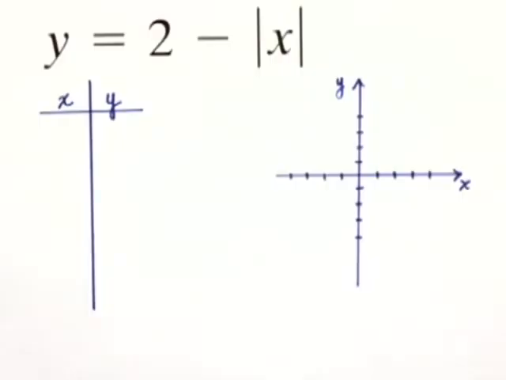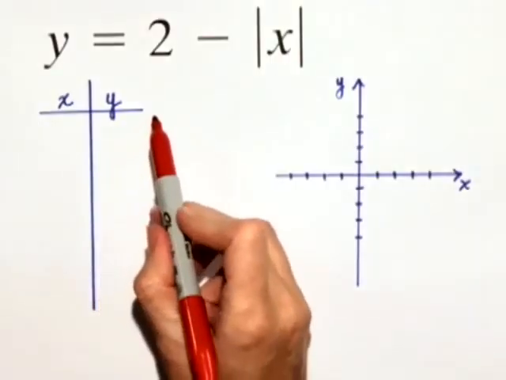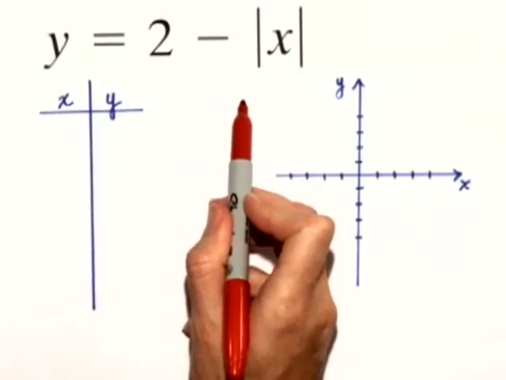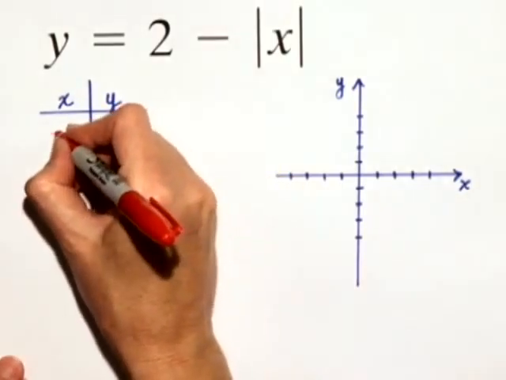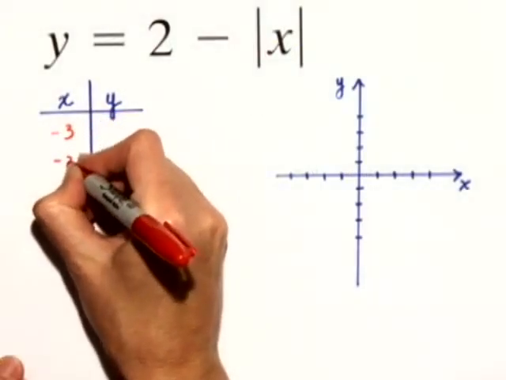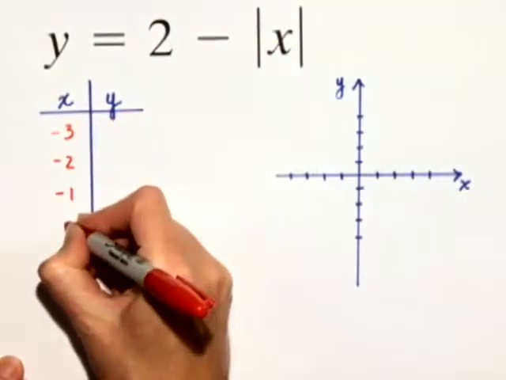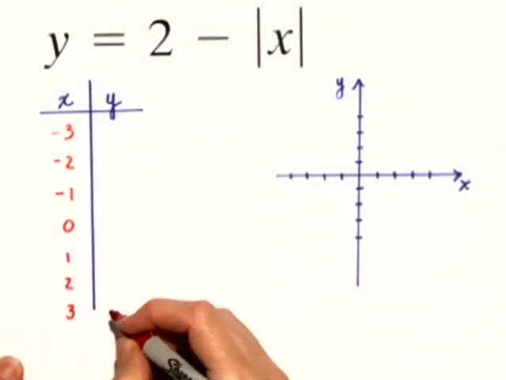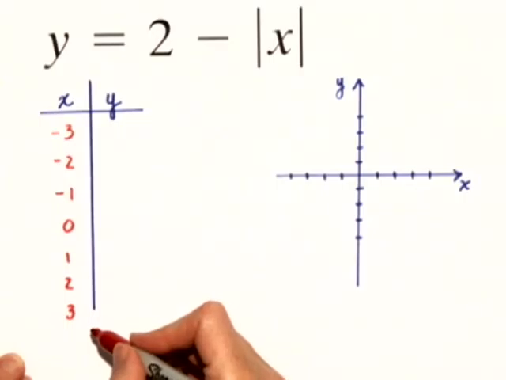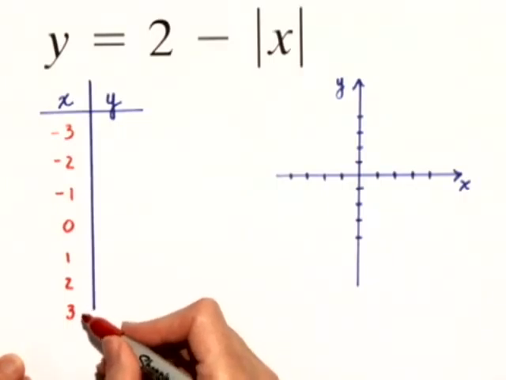For this problem, we're asked to graph an equation in the rectangular coordinate system. So we have the equation y is equal to 2 minus the absolute value of x. We'll select some values for x starting at -3, -2, -1, 0, 1, 2, and 3. These are good numbers to start with, and if we need more numbers, we can always select more when we're done with these.